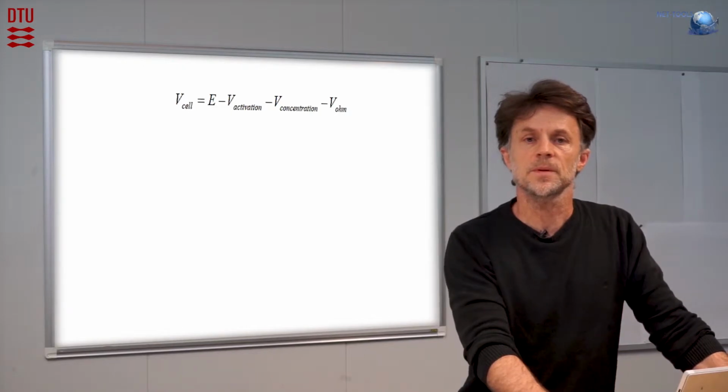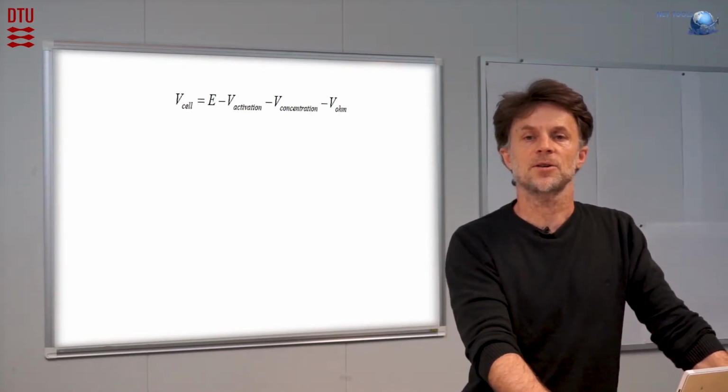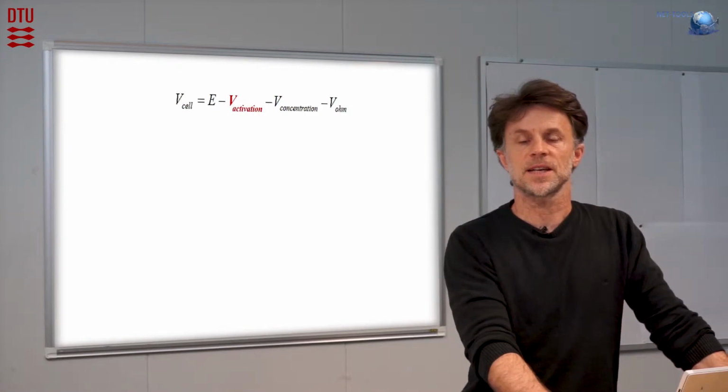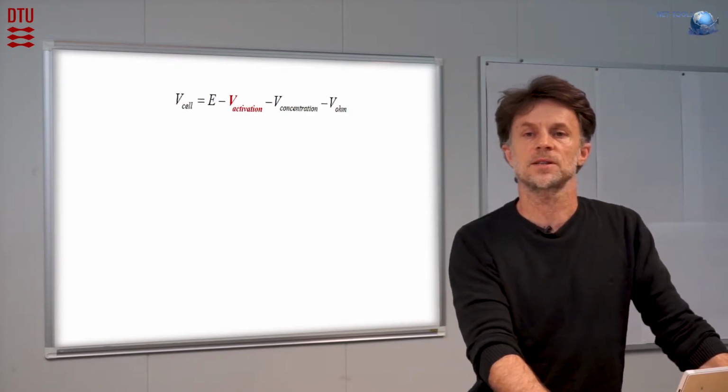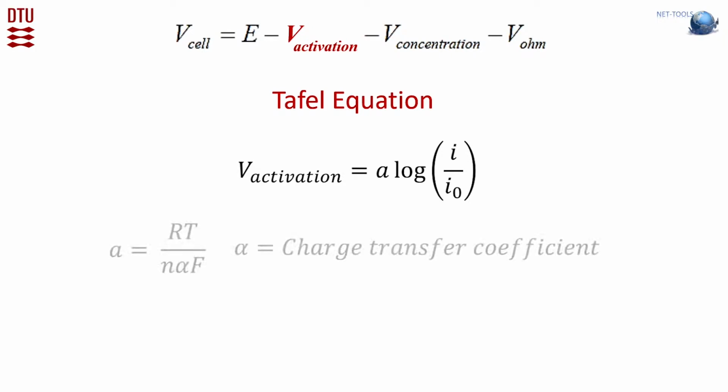The second term we are talking about here is actually a loss. And this loss, this activation loss, can be evaluated using the Tafel equation. In the Tafel equation appears the constant A, which relates to the charge transfer coefficient. The charge transfer coefficient signifies the fraction of the interfacial potential at the electrode-electrolyte interface that helps in lowering the energy barrier for the electrochemical reaction.